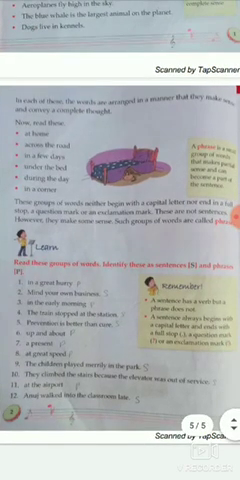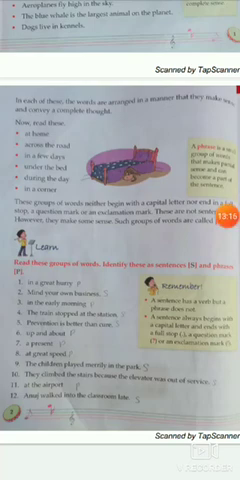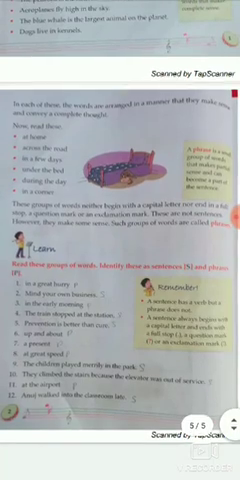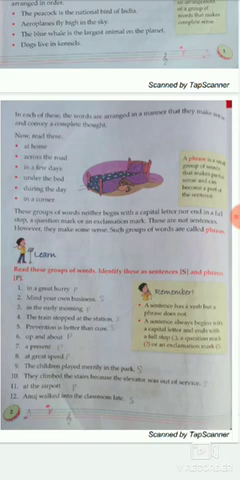Okay. So students, now let's see the exercise. Read these groups of words and identify these as sentences, S, and phrases, P. Okay, so students, number 1, in a great hurry. Can you tell me, is this a sentence or a phrase? This is a phrase. So we write here P.